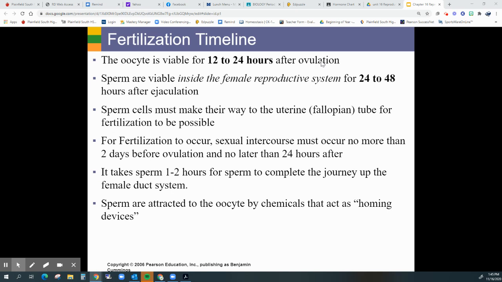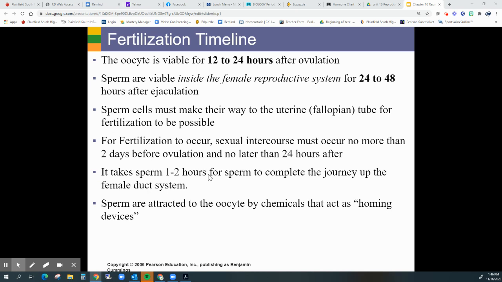The process has to take place in the fallopian tube. We talked a little bit about that before. And the sperm have to make their way through the vagina, cervix, and then through the uterus itself, and then into the fallopian tube. So for fertilization to take place, intercourse can't occur any more than 2 days ahead of ovulation, and no more than 24 hours after ovulation. Otherwise, we run into this window of 12 to 24 hours where the egg is no longer available. So it's a fairly small window here. It's only up to about 3 days in and around that ovulation time.